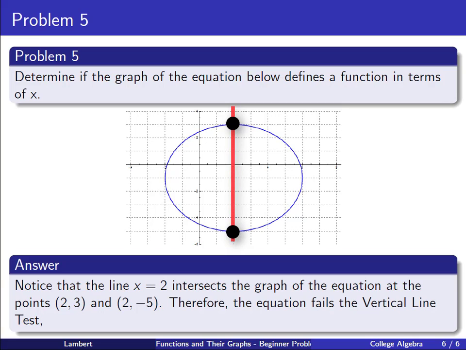So what does that mean? It means we failed the vertical line test. So that means we do not have a function in terms of x.